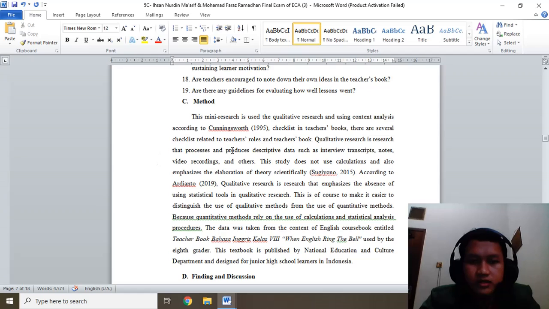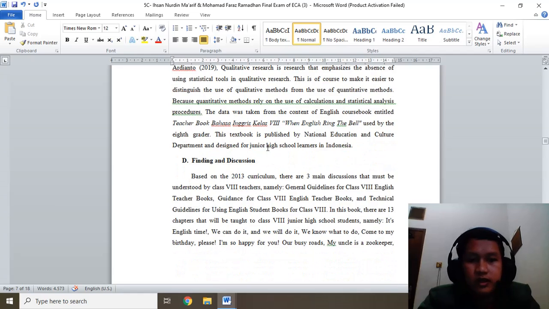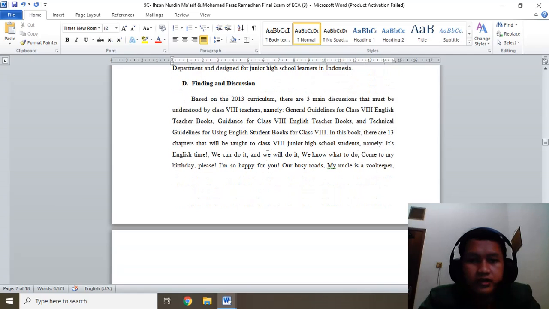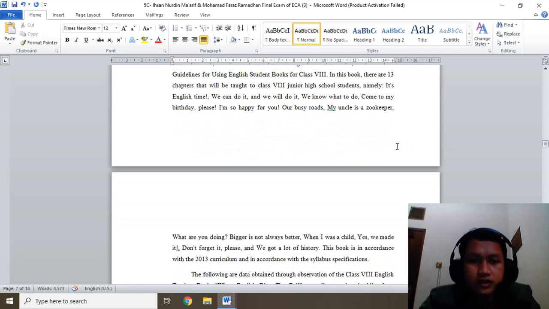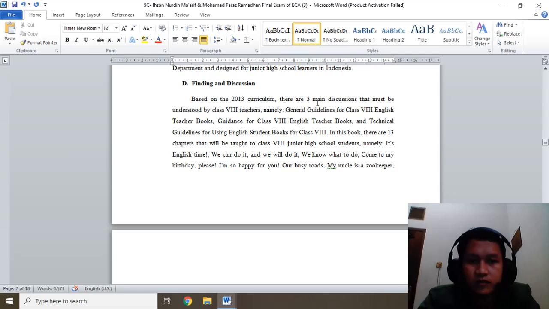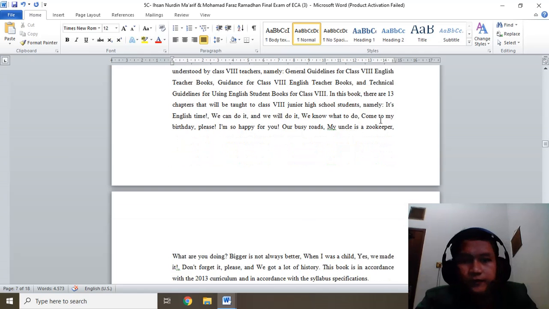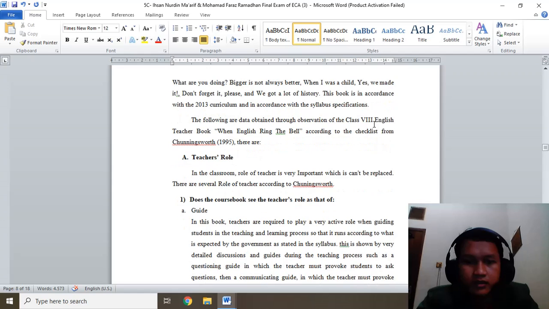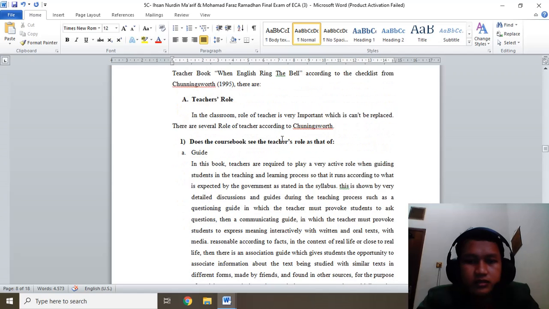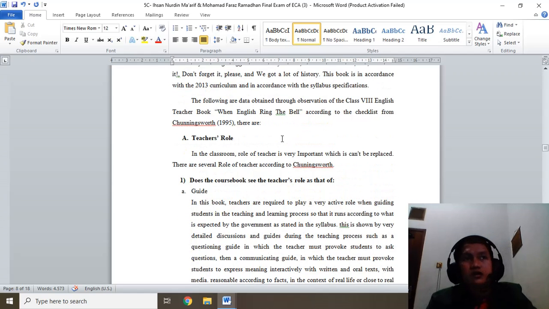In this mini research, we conduct qualitative research using content analysis according to Cunningsworth 1995. And for the findings, there is the introduction of the findings about the main discussion, and the next is we find the teacher's role according to Cunningsworth.